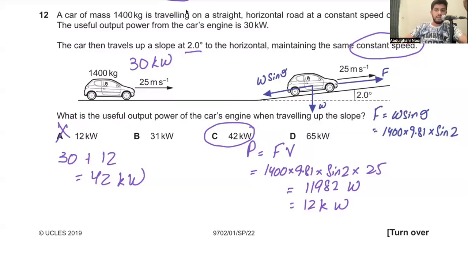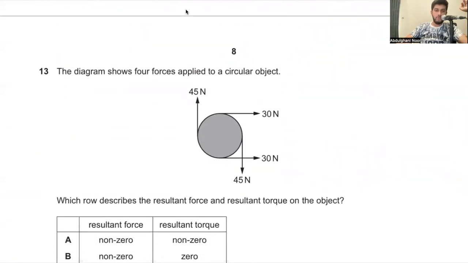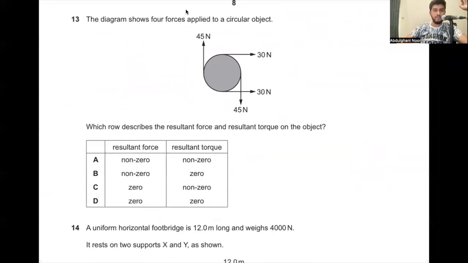Constant speed indicates that W sin theta is equal to driving force. Yes. Clear? ये 12 हो गया. Let's move on to 13. If there are any more issues, I'll discuss them towards the end.